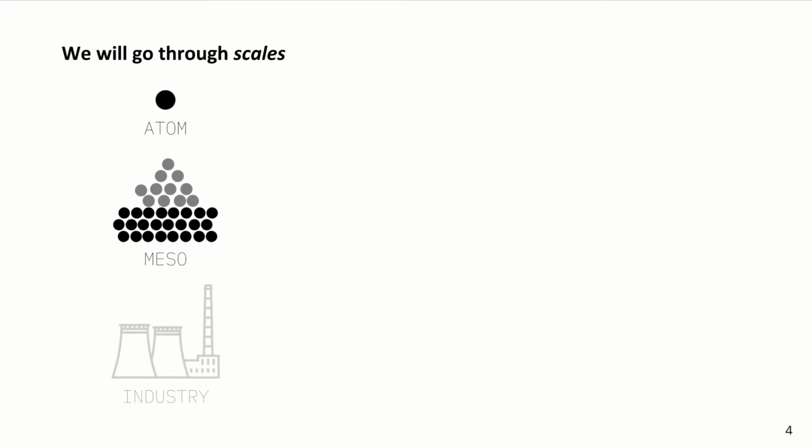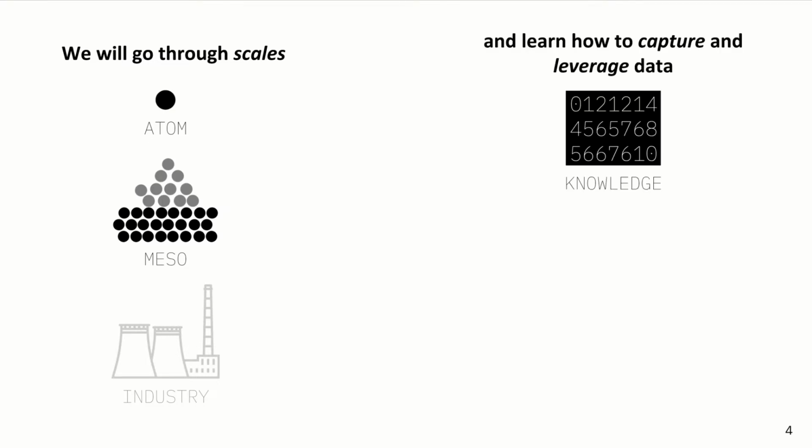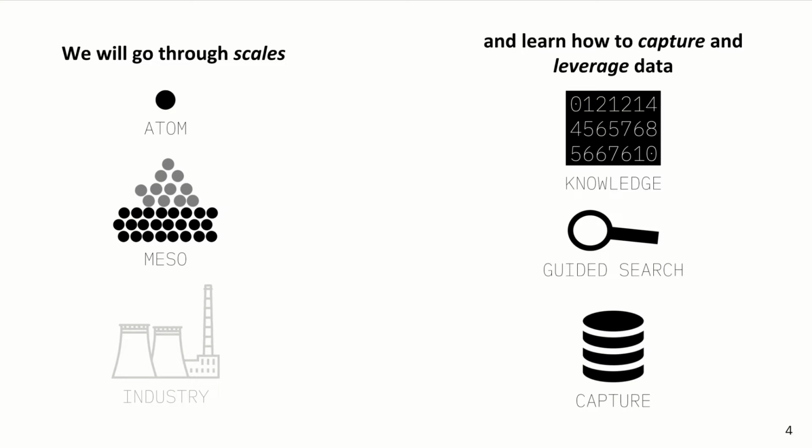What we're going to do is go through different scales, starting at the atom scale, see how we can use ML there, go to the mesoscale with some polymers, and then usually I end up in the industry, but I will drop this to focus a bit more on the ELN part. On our way, we'll see how we can use ML to capture insights from the data to learn some new chemistry, to guide our search through design spaces, but then also in the end to help us in curating data.